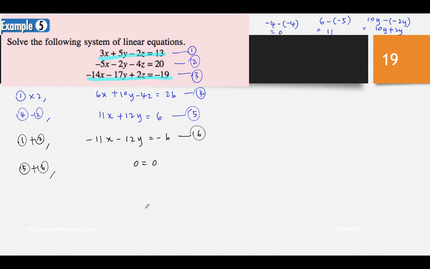So this system of linear equation has infinite solution. Okay, because dia kosong sama dengan kosong. Kalau kosong sama dengan 12 tadi, no solution. Kalau ini kosong sama dengan kosong, infinite solution.